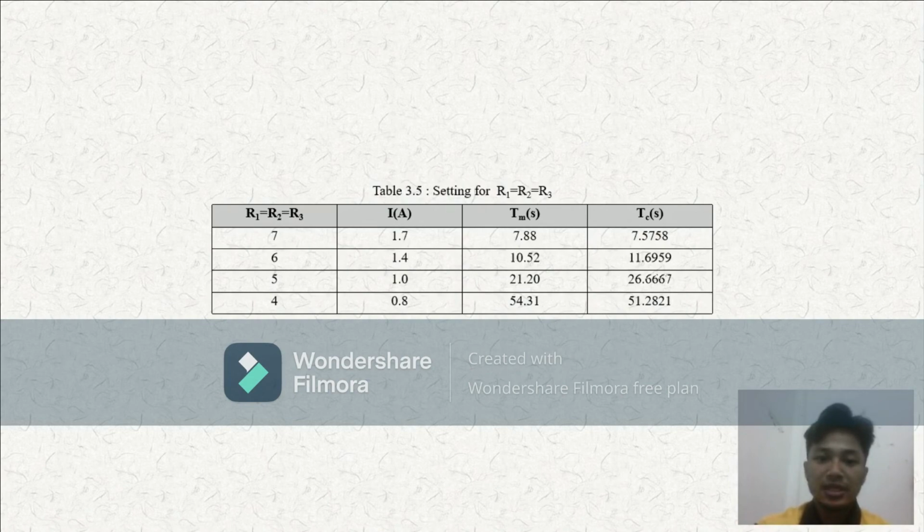Mainly, TM is experimental, which means we get the time from the experiment, and TC is theoretical, which we calculated manually. The slight difference between these two values is probably because of internal resistance of the equipment that we used in the laboratory, or product error, etc.